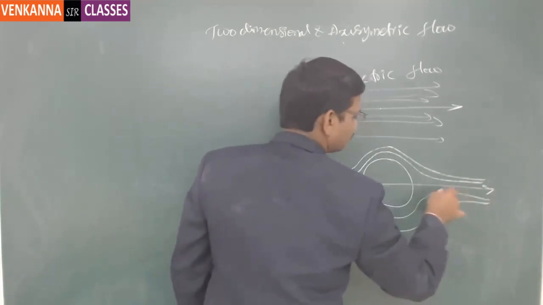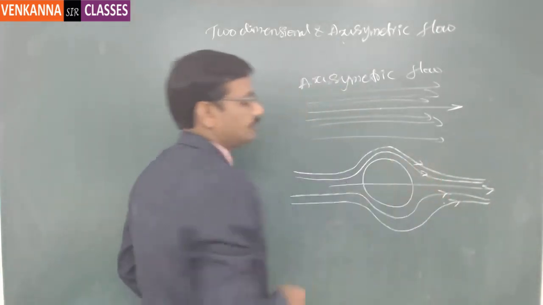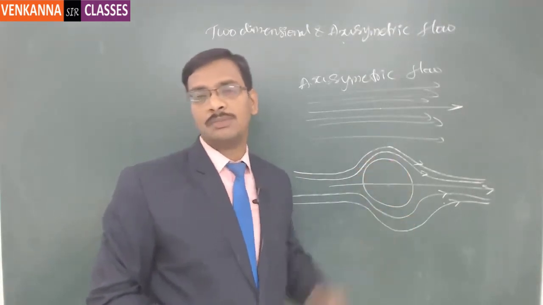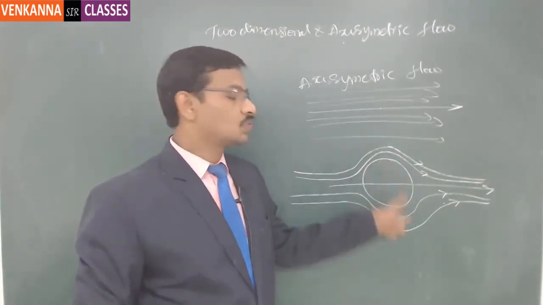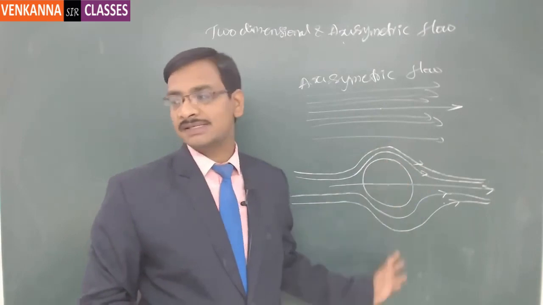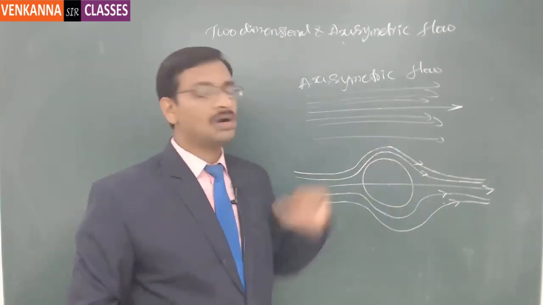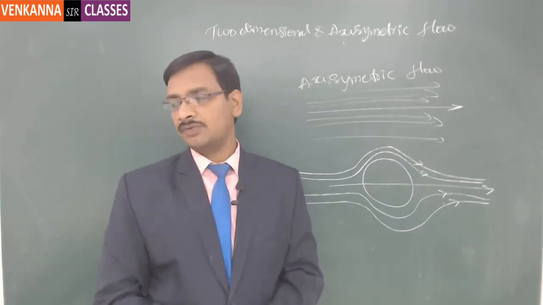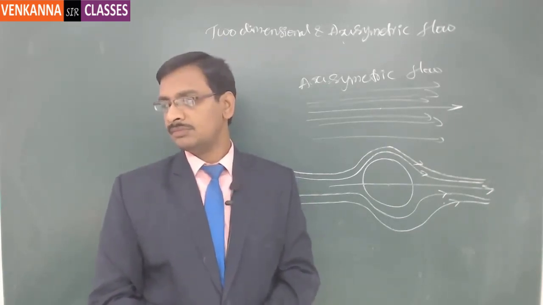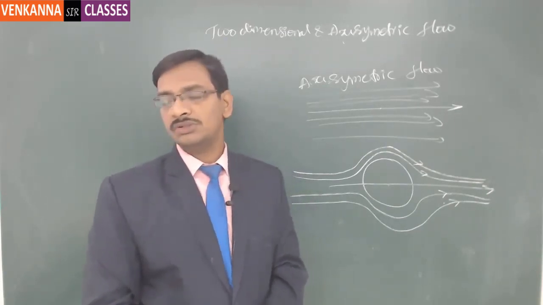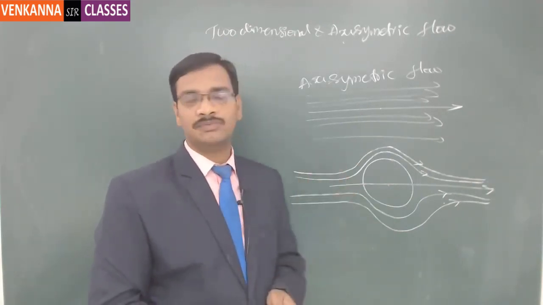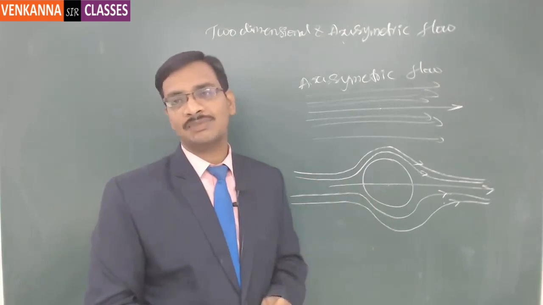Now if you notice, for each line on the top, there will be a corresponding line at the bottom as well, right? These two together will form the system of axisymmetric flow. So this system is called axisymmetric flow. Understood what is an axisymmetric flow? It is just an understanding of how the streamlines will be.